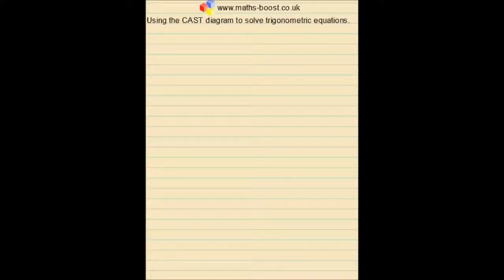Sine, cosine and tan can be deceptively tricky, and the principal reason for this is that each function takes the same value at a potentially infinite number of different angles. For example, the sine of some unknown angle theta is equal to 0.5.